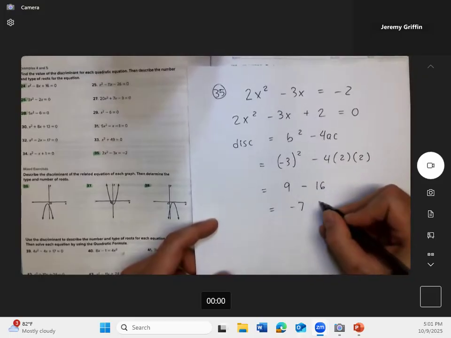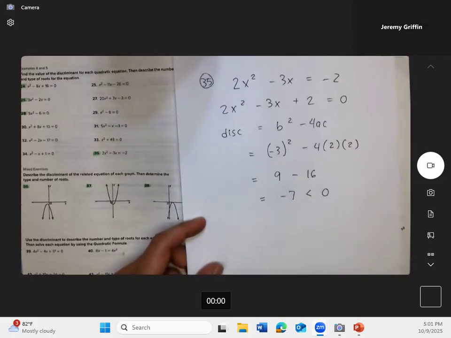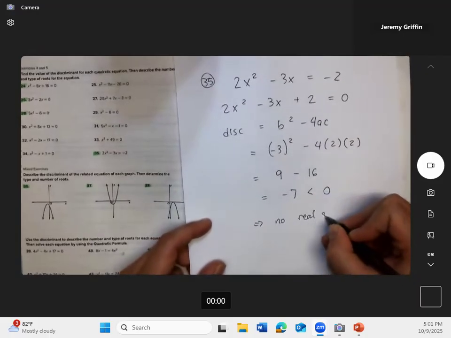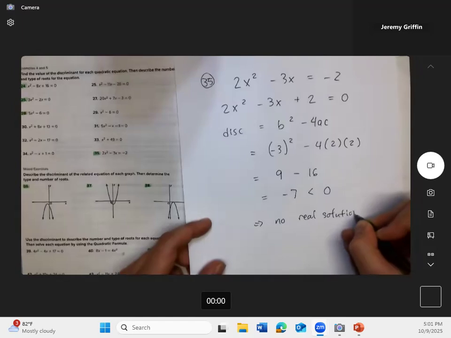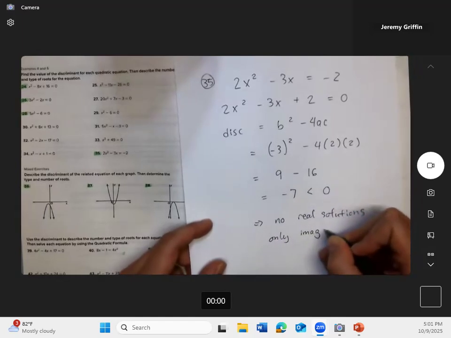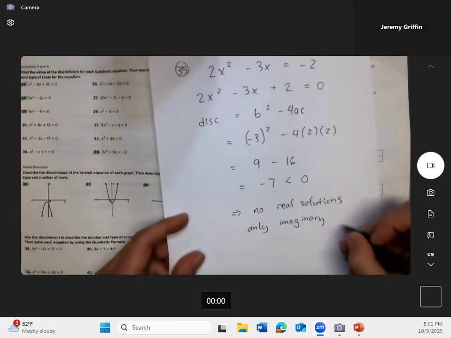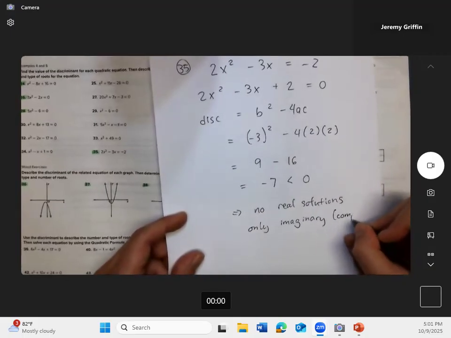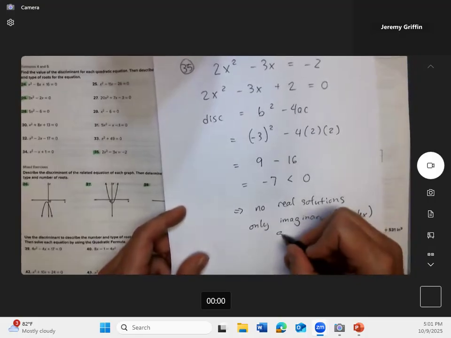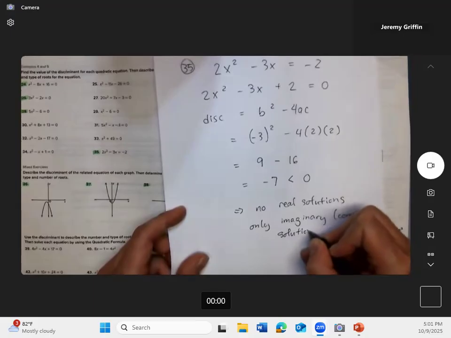And the important feature of that is it's negative, or less than 0, you could say. Hence, there will be no real solutions, only imaginary, or they might look for the word complex. Complex can have a real and also an imaginary component solutions. There you go.